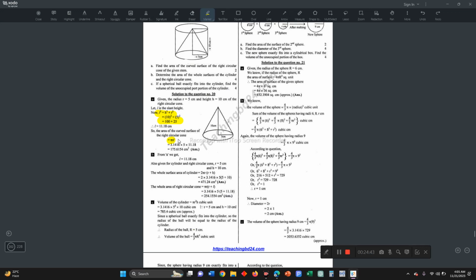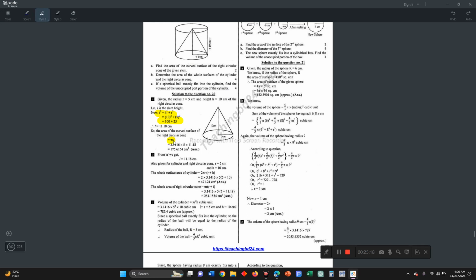I am repeating that this type of question has not come earlier. We didn't determine this type of parameter before. So this is a new thing, a new parameter for the right circular cone, and that is, the area of the curved surface of the right circular cone is equal to pi r l.